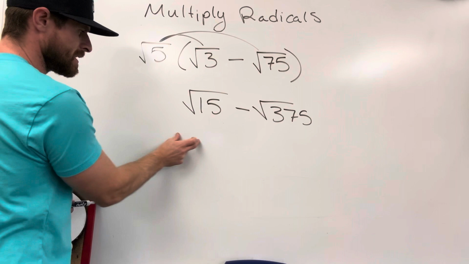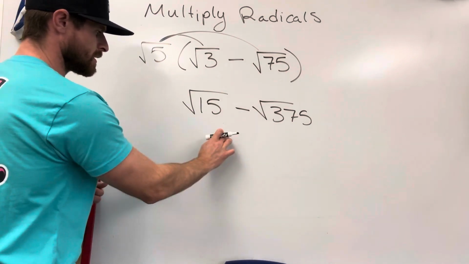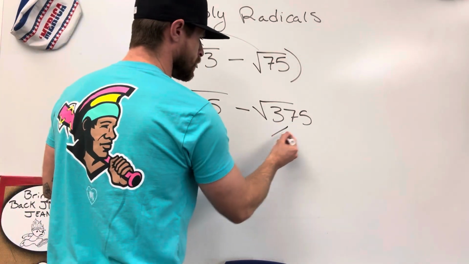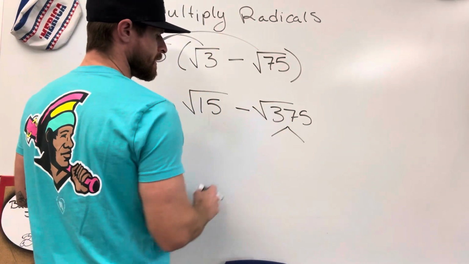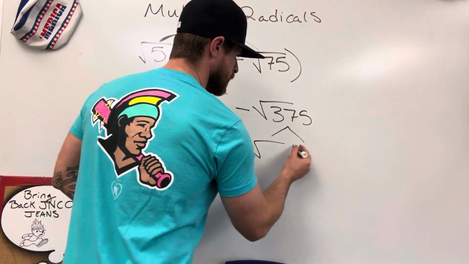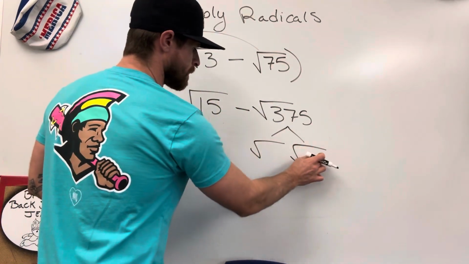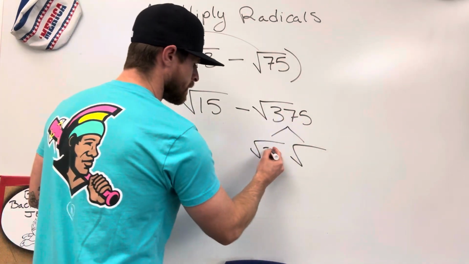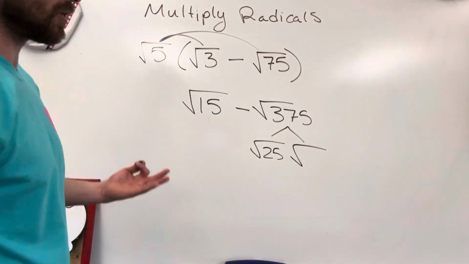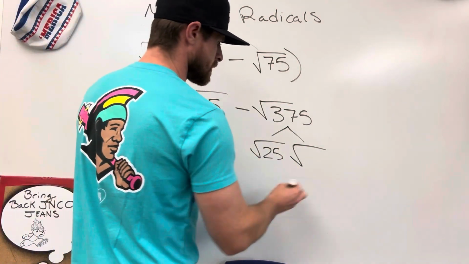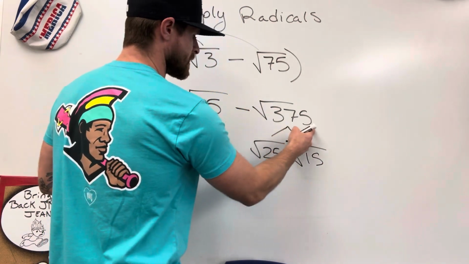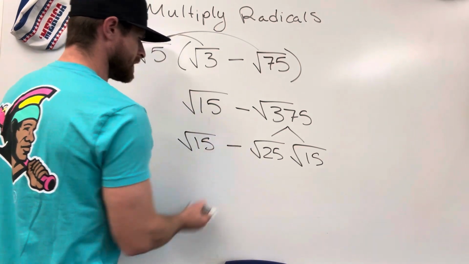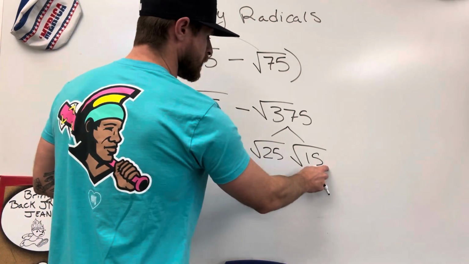Now, my next step, I'm looking at what I have here. And 15 can't be simplified at all. We can't split 15 up into 2 values, one of which is a perfect square root. But we sure can do that with this one here. Root 375 is no different than taking root times another root. And of those two numbers, I want one of these to be a perfect square. So 375, 25 seems like it would go inside of that, no problem. Well, 25 times 15 is what gives me 375. So now what I have is root 15 minus root 25 times root 15.